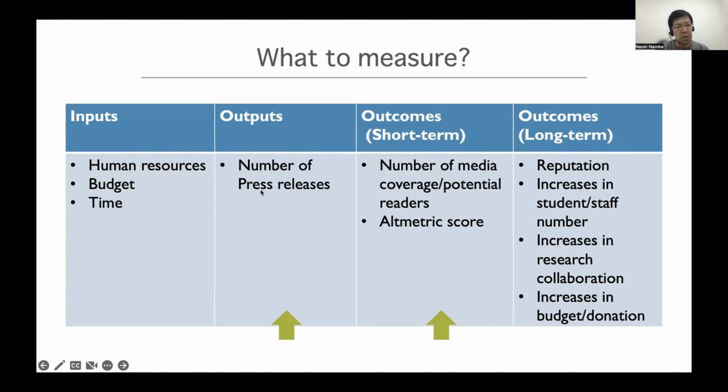So as output, we measure the number of press releases, and as short-term outcomes, we measure the number of media coverage and potential readers, and we also measure the altmetric score.